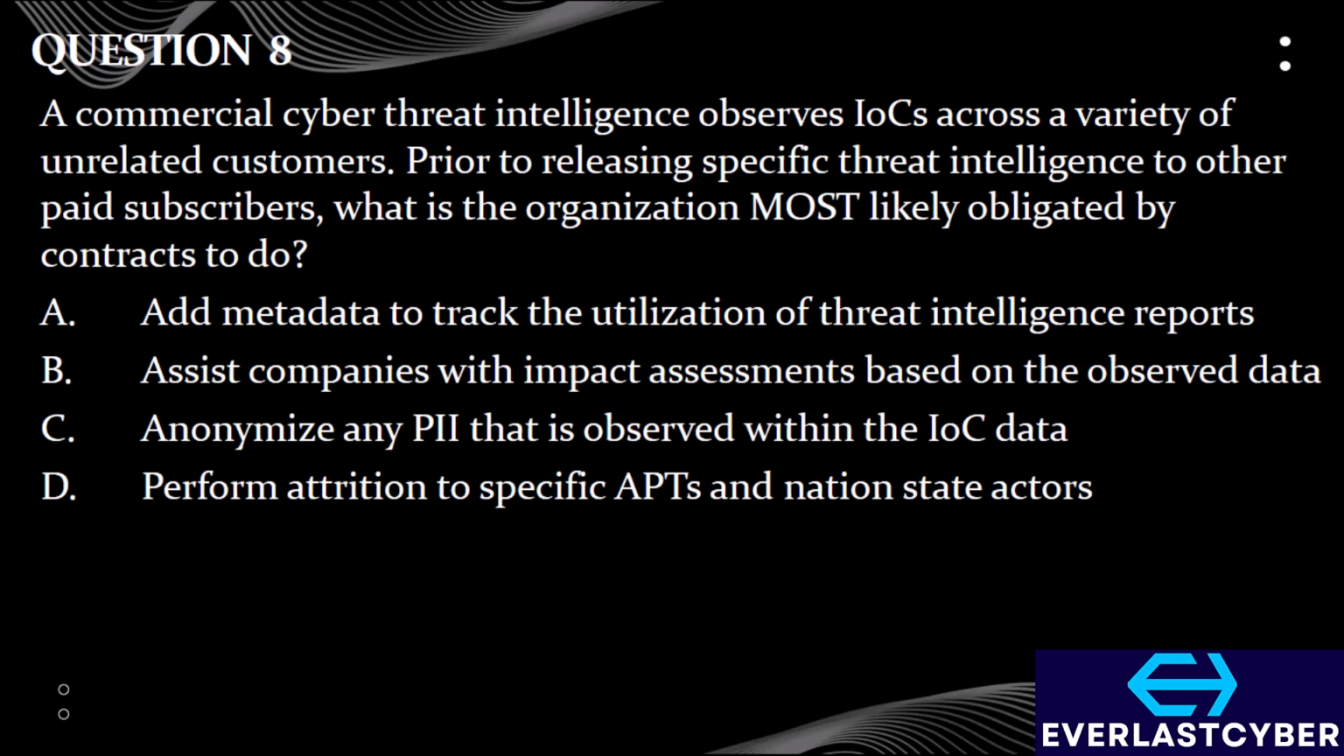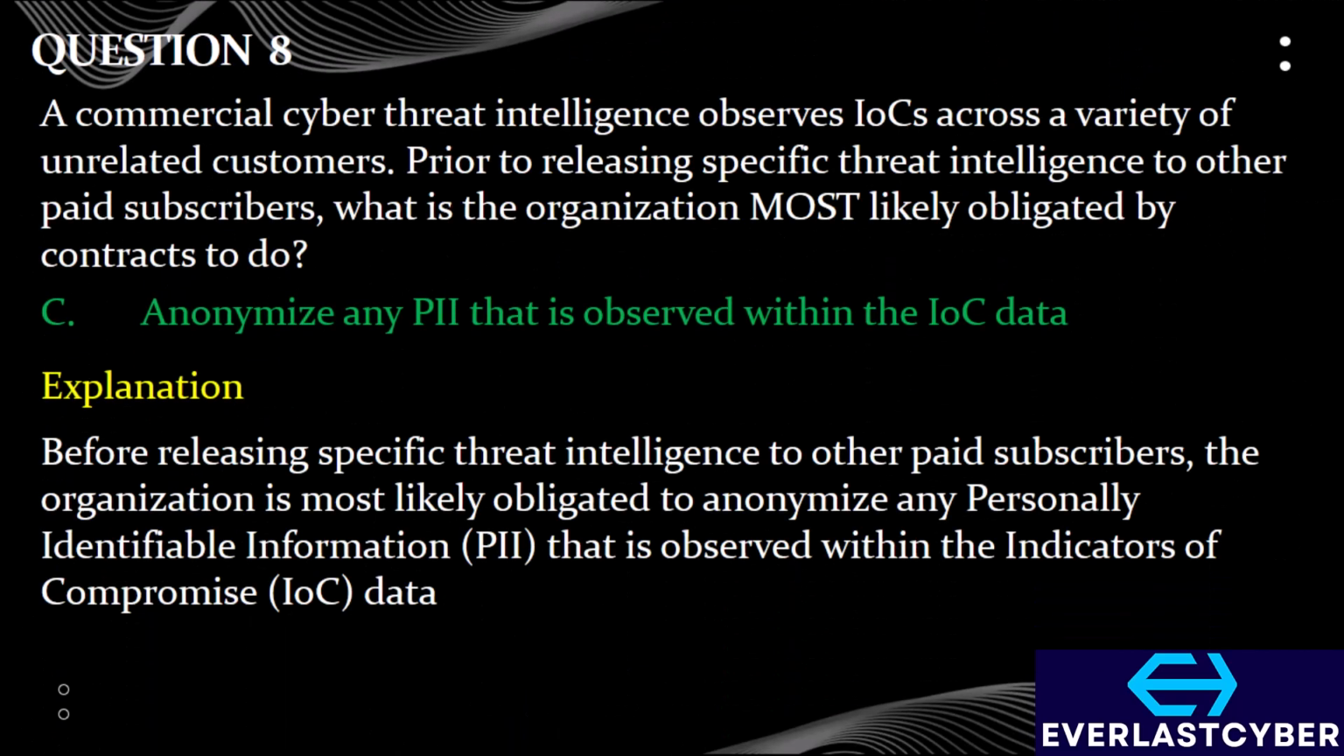So based on the scenario we have here, what the organization is most likely obligated to do when they come across IOCs across a variety of unrelated customers, by contract, is to anonymize any PII that is observed within the IOC data. So we'll be going with option C. Before releasing any threat intelligence to other paid subscribers, the organization is obligated to anonymize any PII that is observed within the indicators of compromise data.